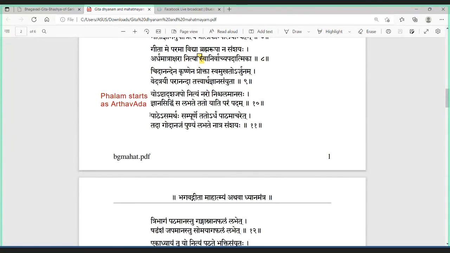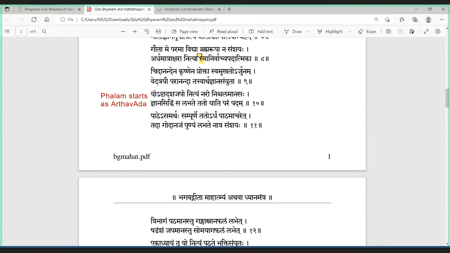I think it's more of an encouragement to the students, to those who would think very overwhelmed, oh, kaise hoga, itna sara. So, this is just: Yo ashtadasha japaha nityam naro nischalamanasah jnana siddhim salabhate tato yati param padam.